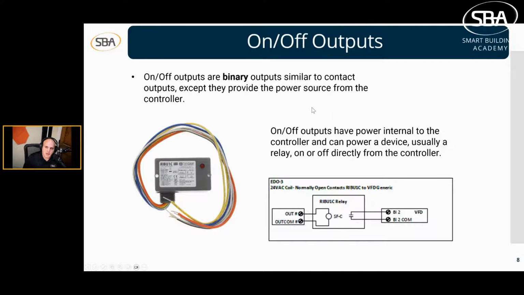On-off outputs. On-off are binary outputs similar to contact outputs, except they provide power from the controller. So this would be where you have a direct 24 volts coming out of the controller. Often triacs do this. And you'll have this 24 volts going to the relay, as you can see right here, into the coil. And then that coil will close these normally open contacts.